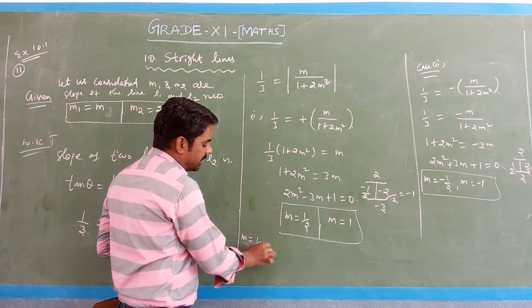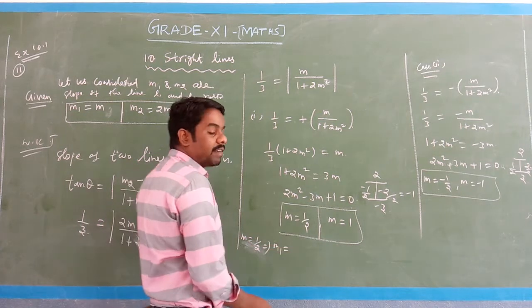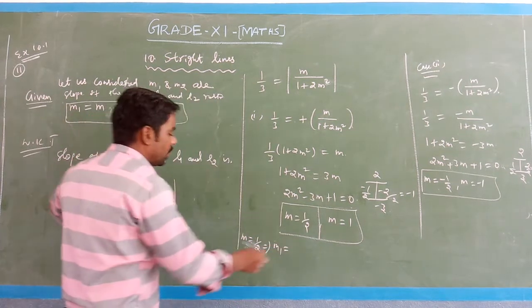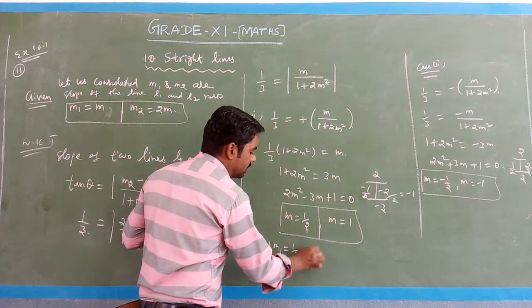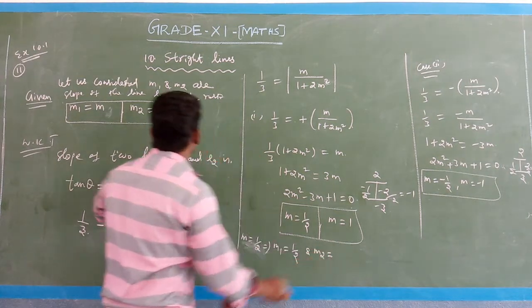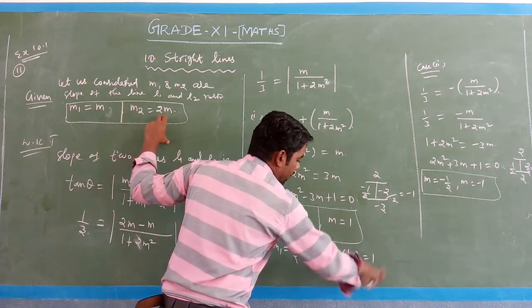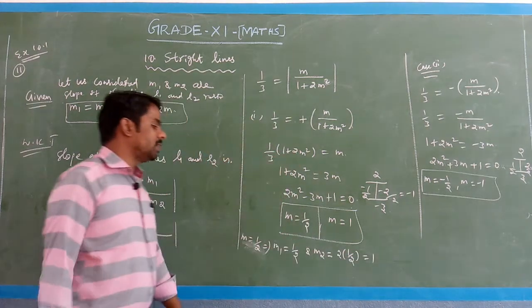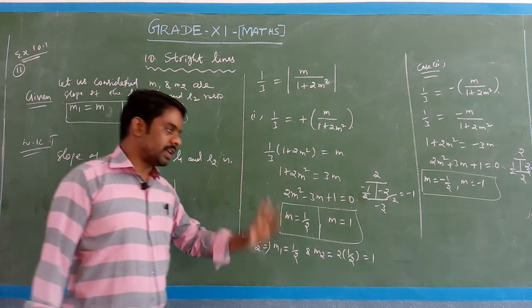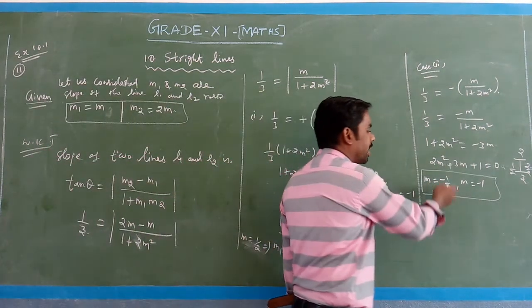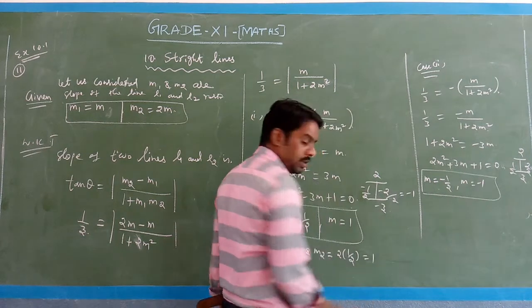Therefore, for the slopes of these two lines, m1 is equal to m, and m2 is equal to 2m. If m equals 1 by 2, then m1 equals 1 by 2 and m2 is 2 into 1 by 2, which is plus 1. And another one, m equal to minus 1 by 2.